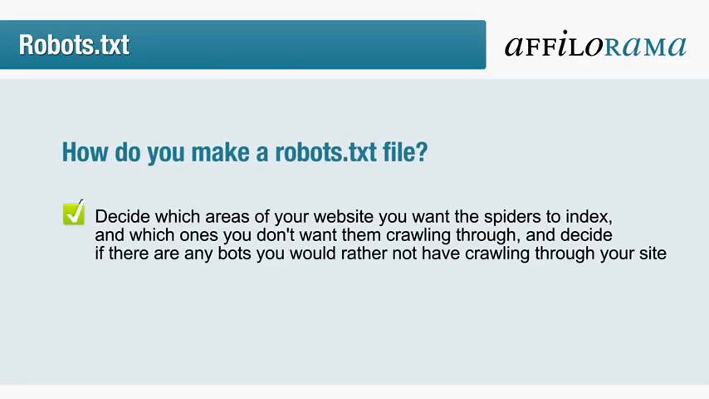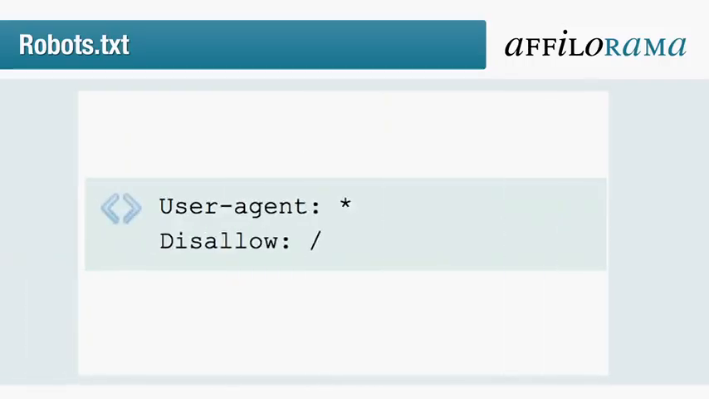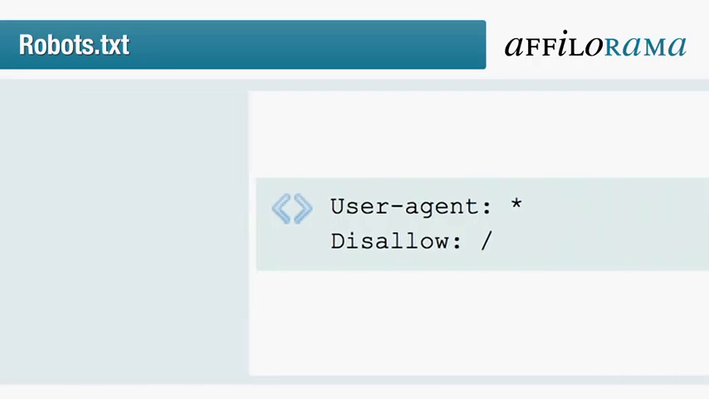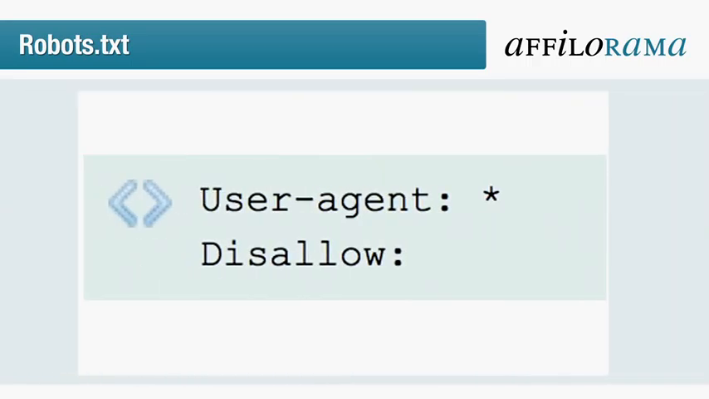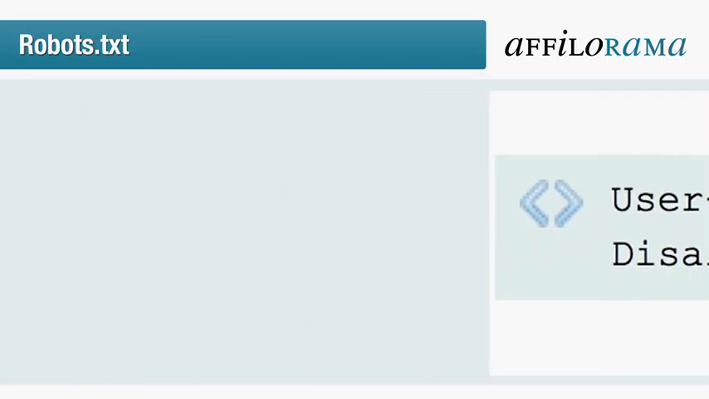Well, decide which areas of your website you want the spiders to index and which ones you don't want them crawling through. And decide if there are any bots that you would rather not have crawl through your site at all. Open up your plain text editor of choice, create a new blank text file and save it as robots.txt. Then write this information into the file. To block all spiders from your entire website, write this. To let all spiders see all content on your website, use this.